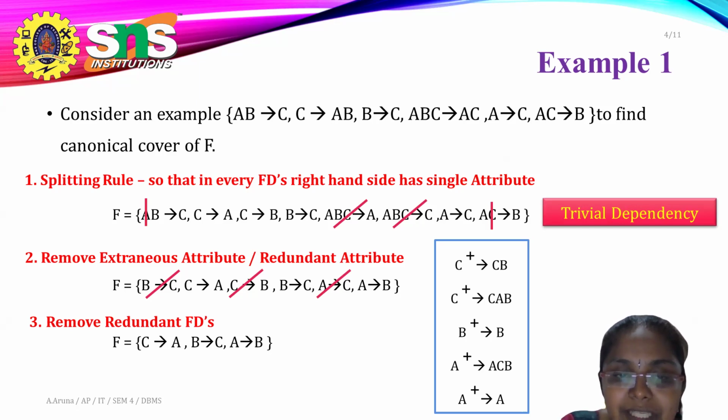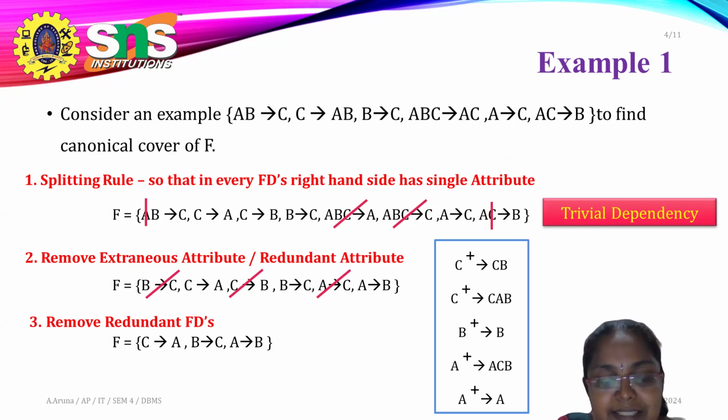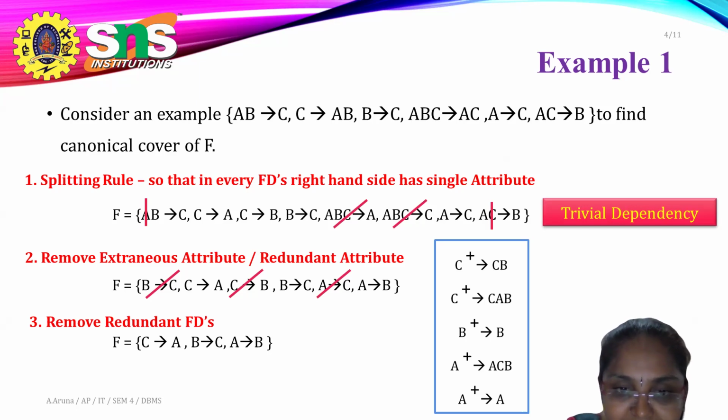Now I have to remove any redundant functional dependency present here. For example, if I consider B tends to C, is there another B tends to C in the relation? Yes, it is present, so directly we can eliminate this one. Next, I have to check whether C tends to A is redundant or not. If I can identify A while calculating the C closure after omitting this functional dependency, then that particular dependency is redundant. So I am going to omit this one.